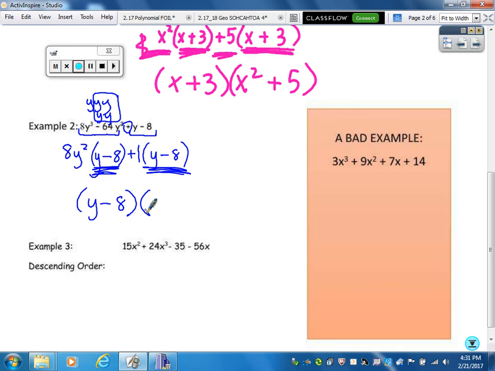And your second factor is the stuff that's outside here, waiting to go. 8y squared plus 1. And there you go. Done. Alright, let's try another one.